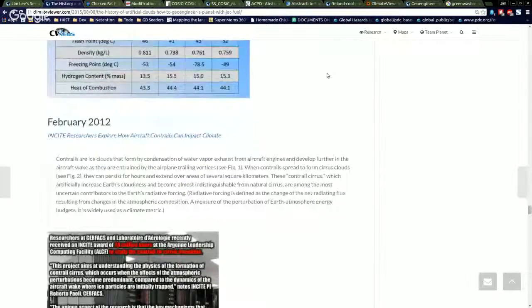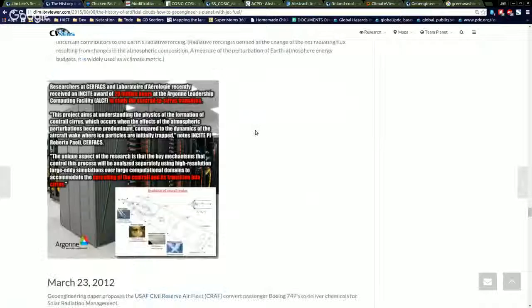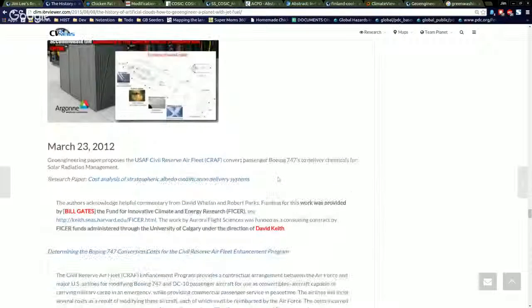Insanity. Insight researchers explore how aircraft contrails can impact the climate. And this is researchers at the Laboratoire d'Aérologie who recently received an Insight Award for 20 million hours at the Argonne Leadership Computing Facility. So this is a supercomputer that they're trying to figure this stuff out on. They still don't know. That's 2015. They still don't know anything about it.